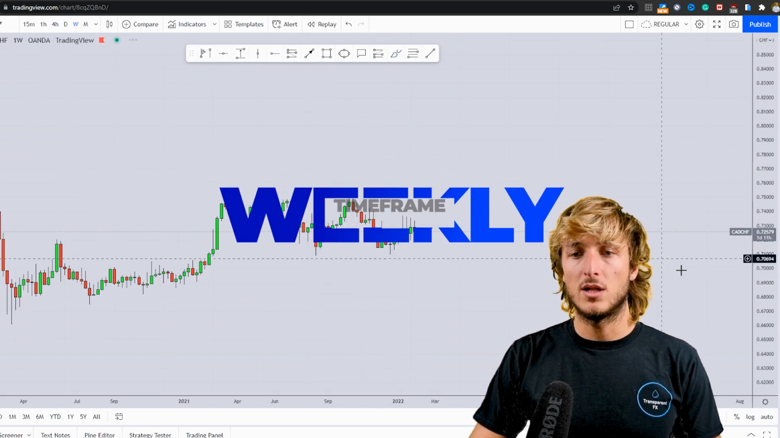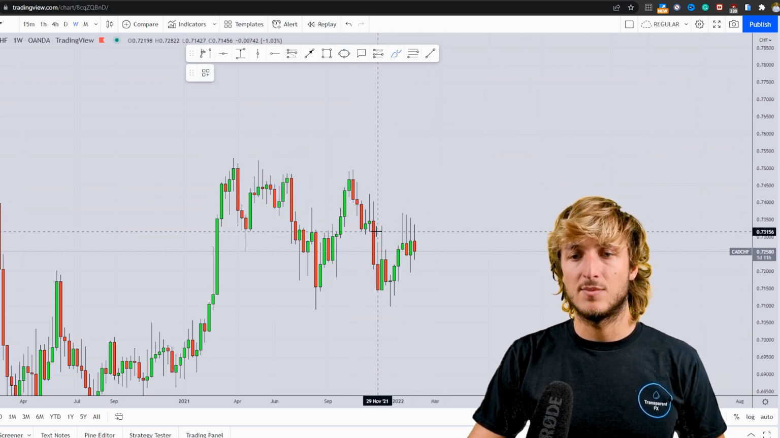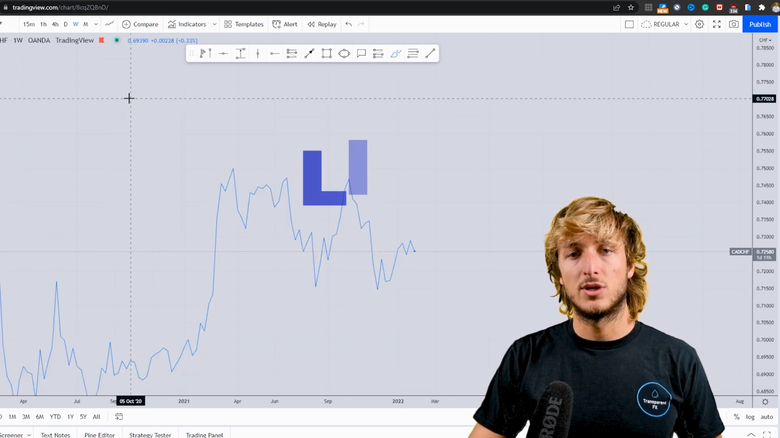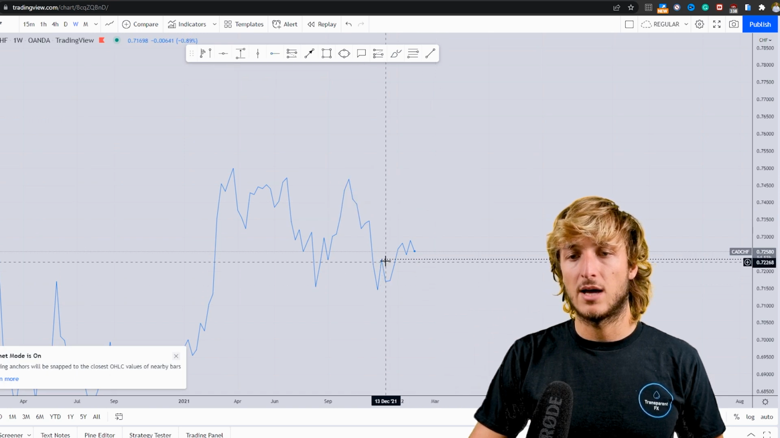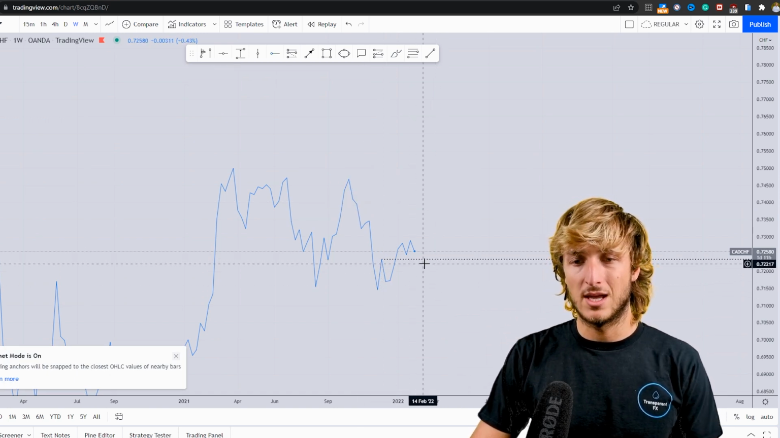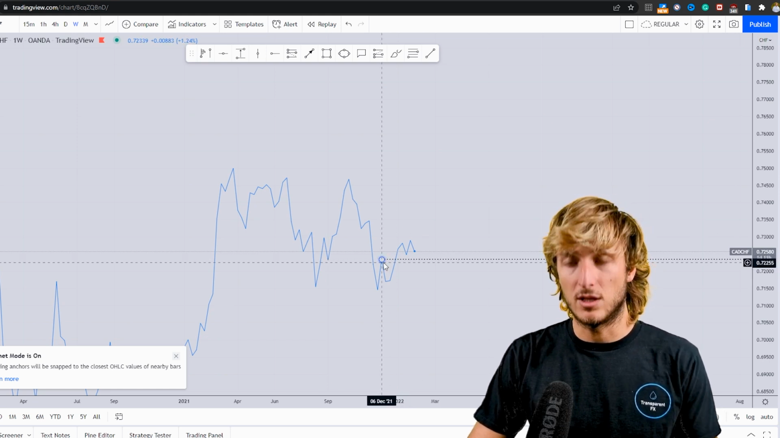Dropping down on the weekly time frame, what do we have? Now here on the weekly, I know that the structure can seem a little bit confusing. However, a simplified way of looking at this is dropping down on a line chart. If we do that, we can clearly see how the previous resistance turned support is exactly at this area, which is basically this previous weekly close.